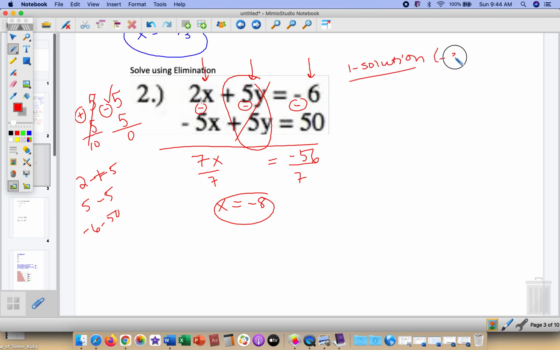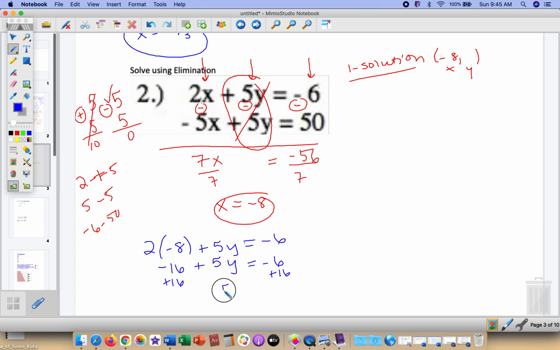We know the x-coordinate is negative 8. We now have to find the y-coordinate. You can go back to either of the original equations to plug in negative 8 for x. I'm going to go to the top. So 2 times negative 8 for x plus 5y equals negative 6. So we have negative 16 plus 5y is equal to negative 6. I can add 16 to both sides, and I'll have 5y equals 10. And then I divide both sides by 5, and I have y equals 2. So the lines cross at negative 8, 2. There's one solution.